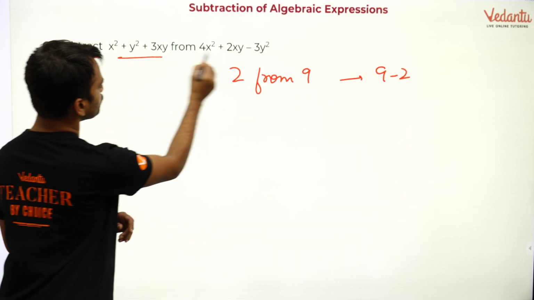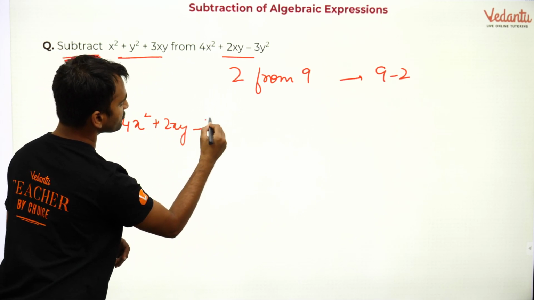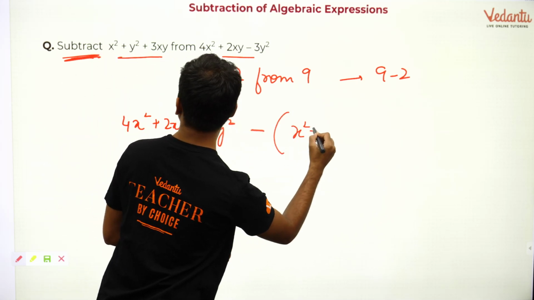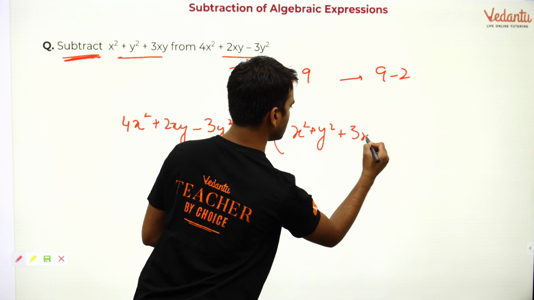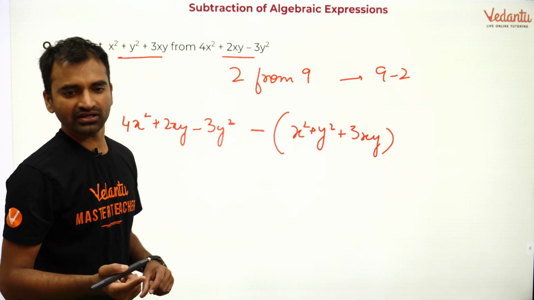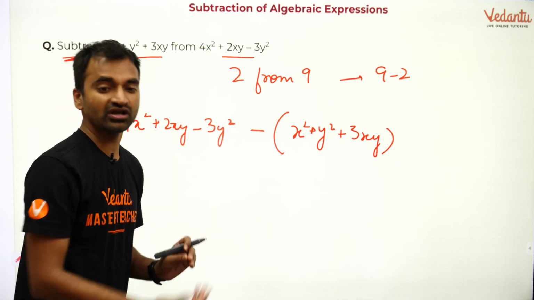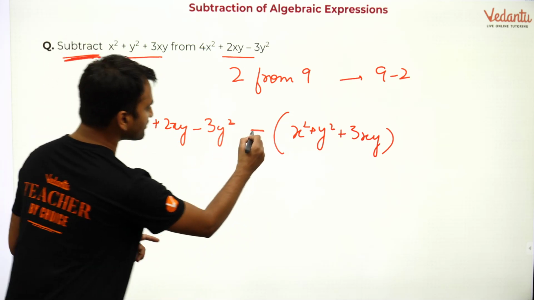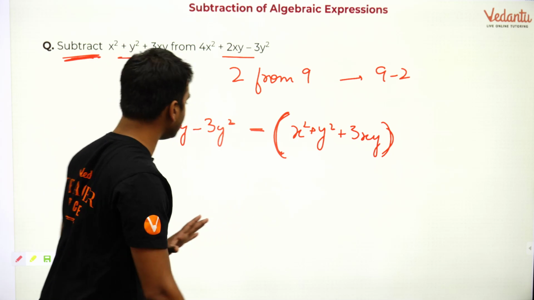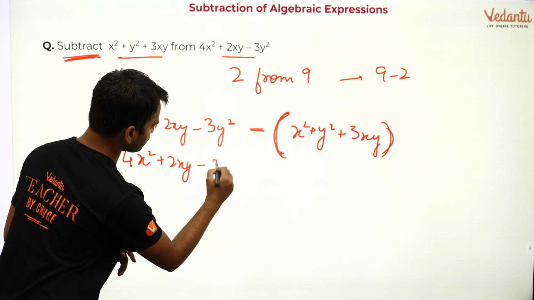Similarly, when I say subtract this from this, you will write this, which is 4x square plus 2xy minus 3y square minus x square plus y square plus 3xy. Now, it's very important, this method can also be used for checking. So whenever there is a minus, make sure that the second term is in brackets, because the signs are going to change, right? So I have 4x square plus 2xy minus 3y square.